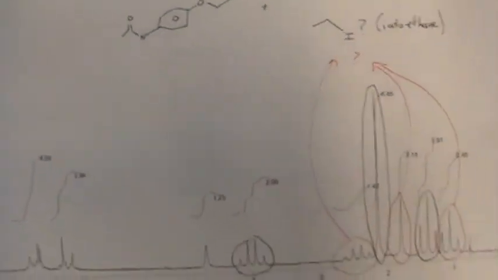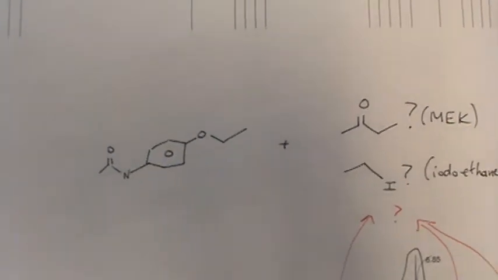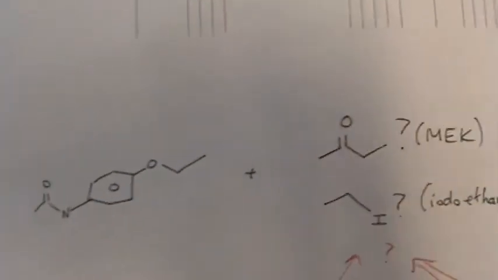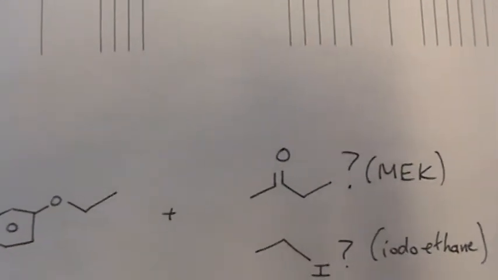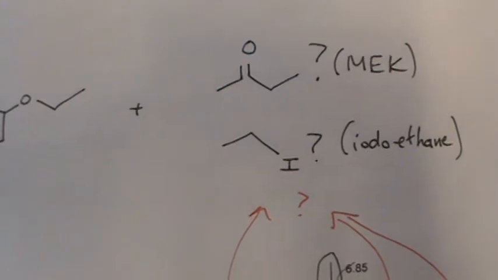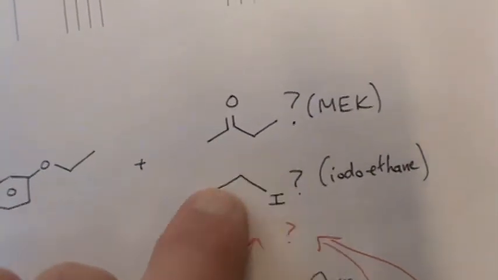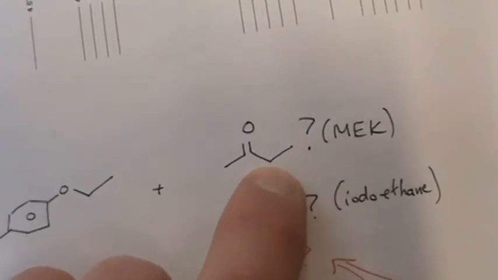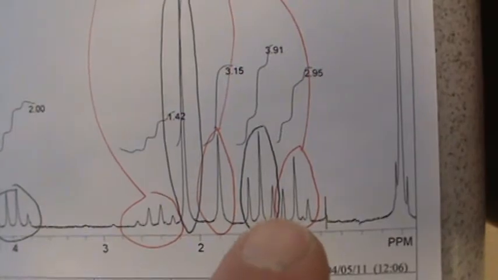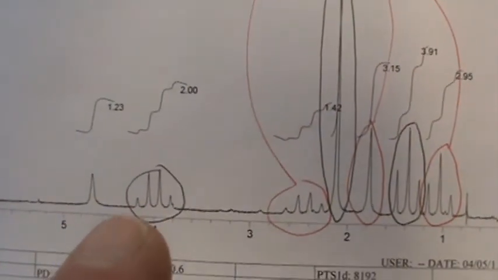Now this is just a past student's spectrum that has some more stuff in it. So I just took the liberty of saying, what other groups or other things do we have in the mix here? That's the product. We did use MEK, methyl ethyl ketone, as a solvent at some point in the reaction. We used iodoethane. Now the interesting thing is both of these have ethyl groups, which means a triplet and a quartet. Okay? So I've circled in black what the product peaks would be.